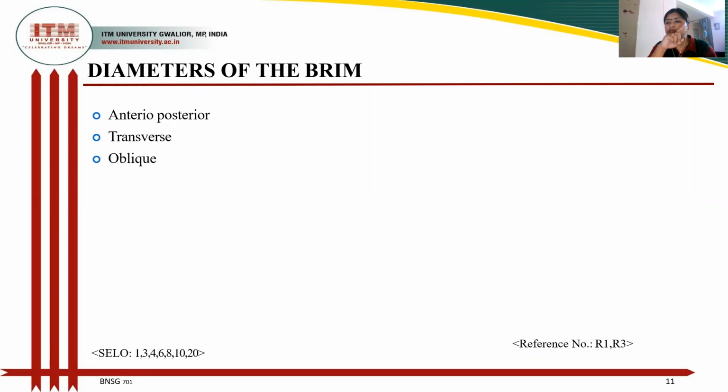Then we have a transverse diameter, meaning between the two iliopectineal lines there is one imaginary line drawn that we call the transverse diameter. Then we have the oblique diameter. We are going to see in depth from where to where these imaginary lines are drawn and what they are important for.